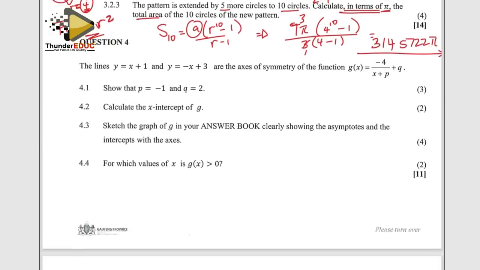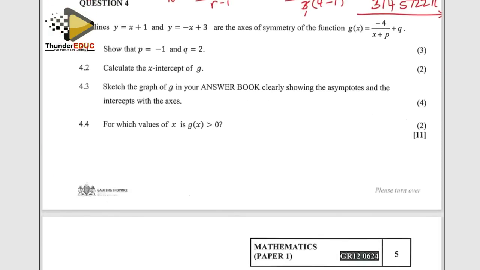Then question number 4, they're telling us that the lines y is equal to x plus 1 and y is equal to negative x plus 3 are axes of symmetry of a hyperbola. Can we show that P is that and Q is that? So we know that these axes of symmetry will always intersect at the point where the asymptotes meet. And then they want us to find those asymptotes. So for that, we just have to solve this simultaneously.